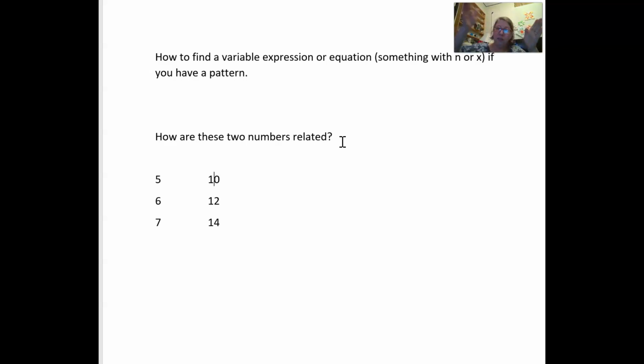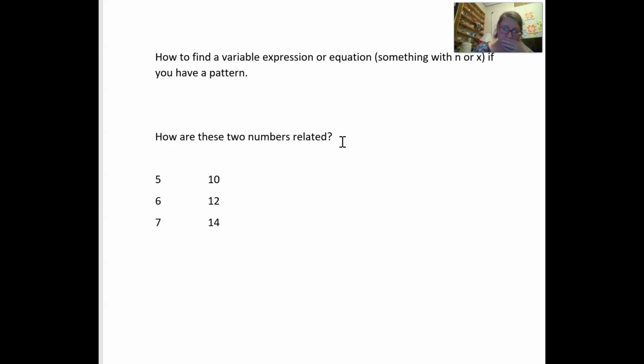That is, how is 5 related to 10? How is 6 related to 12? How is 7 related to 14? And that really means, what could I do to 5 to get 10? And the same thing to 6 to get 12. The same thing for 7 to get 14.